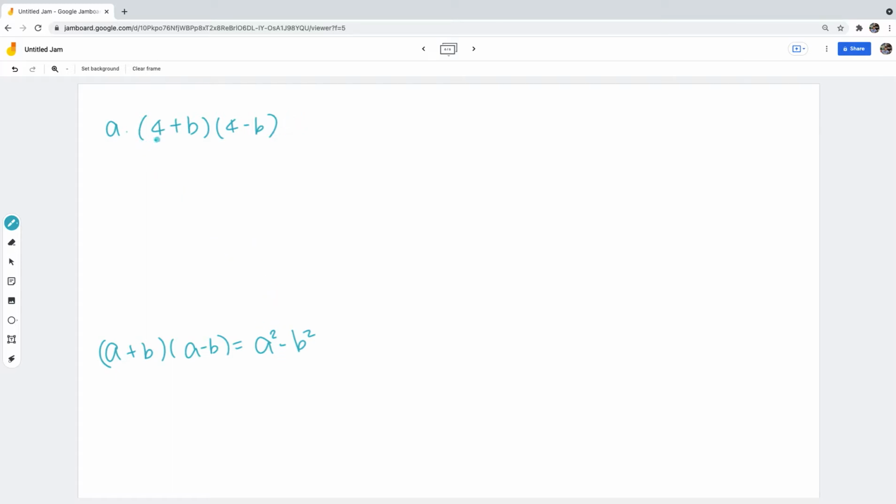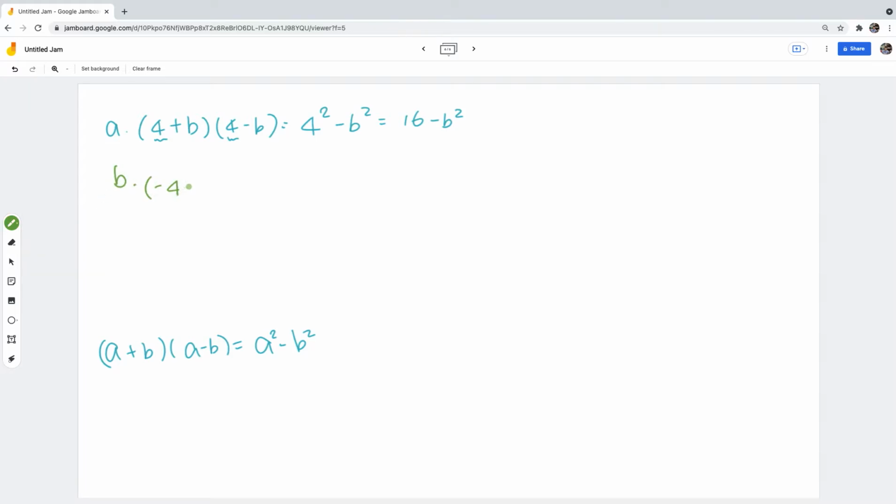What's your a here? 4. So that answer will be 4 squared. And what's b? Still b. Positive b and negative b, so minus b squared. Or you can say that's 4 squared, 16, minus b squared. Same thing. Okay, let's look at b.